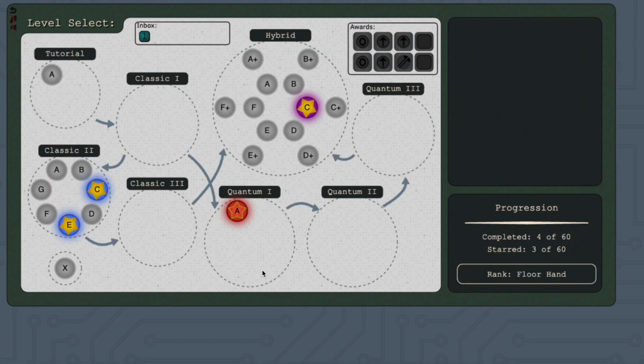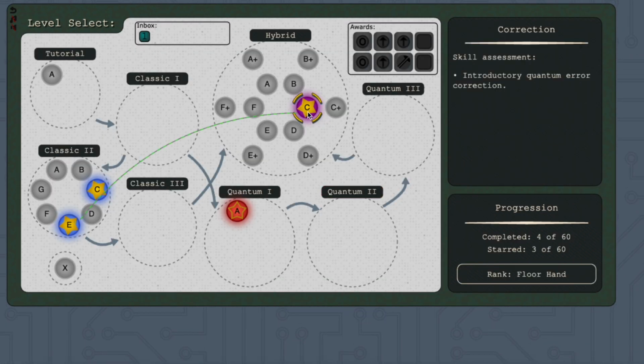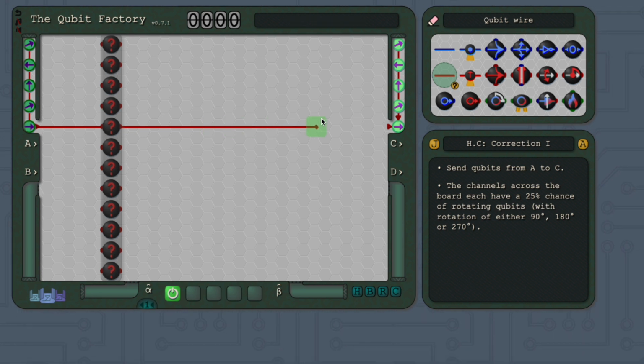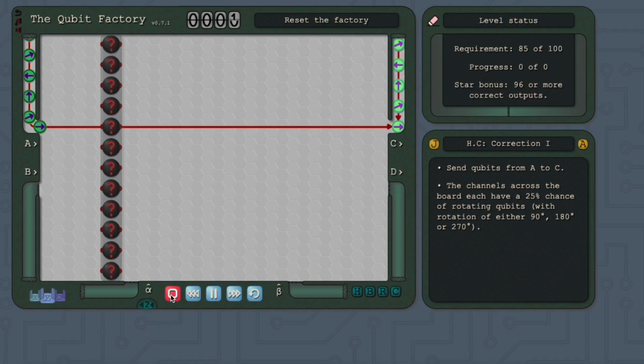Okay, so let's move on to quantum error correction. We have a very similar level to what we had before, except rather than bits we have to transmit, now we have qubits. Let's just send them through our noisy channel and see what happens.